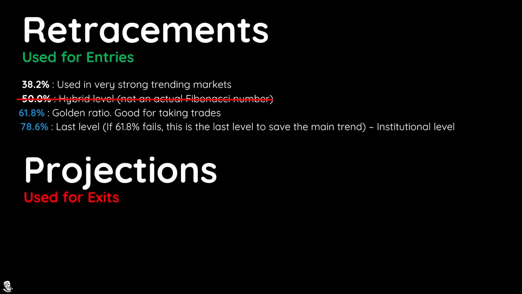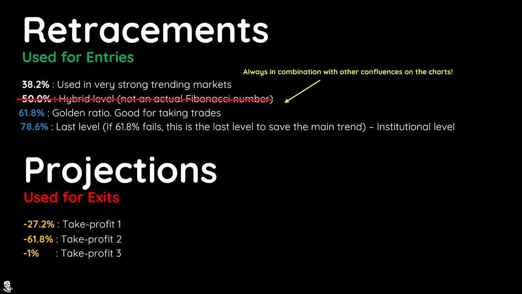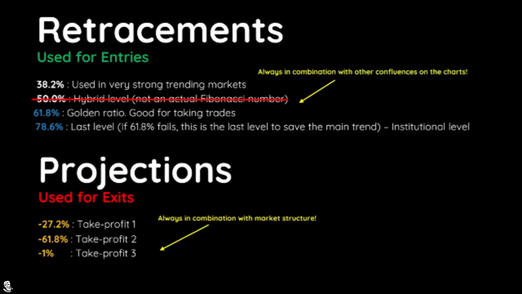So they are used for exits, but remember, always use them with raw market structure. First one is the minus 27.2%, a potential take profit 1, second minus 61.8, potential take profit 2, and minus 1, potential take profit 3. Remember, always use them in combination with other confluences on the chart, always in combination with raw market structure. So what it means, never rely solely on the Fibonacci retracements or projections.